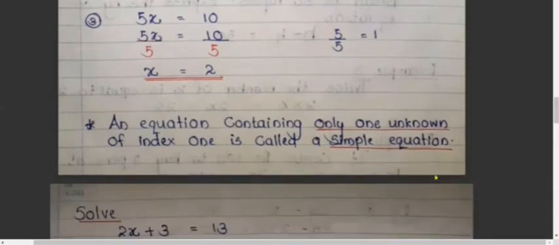An equation containing only one unknown of index 1 is called a simple equation. Now you can see this is a simple equation, right? Only one unknown term.